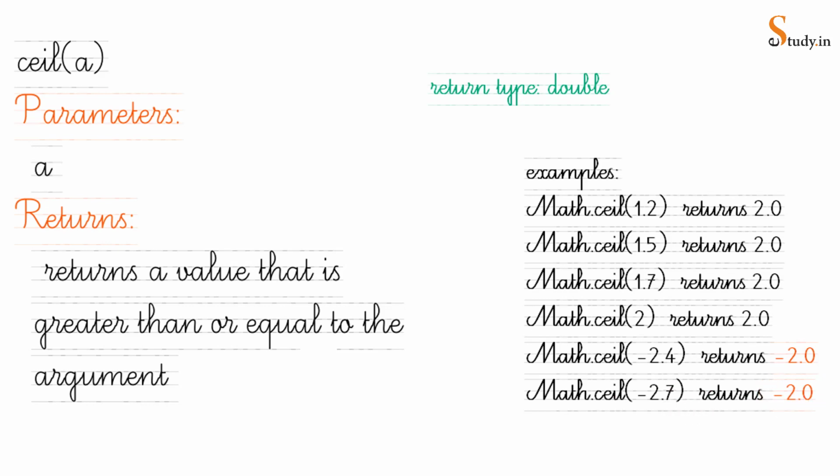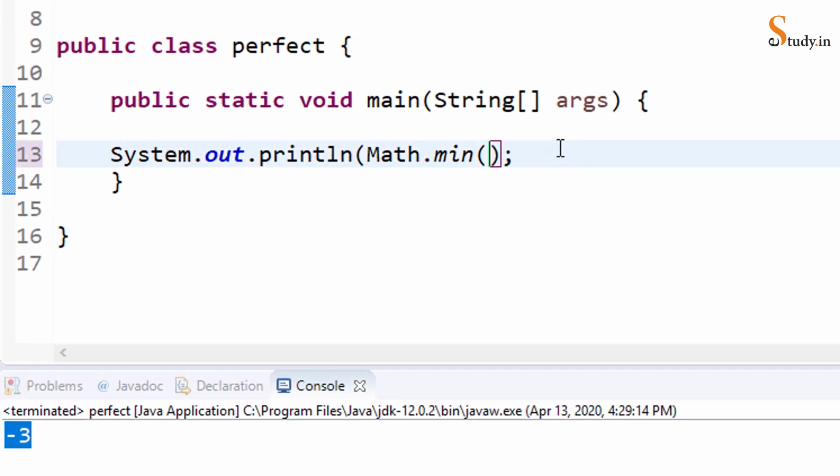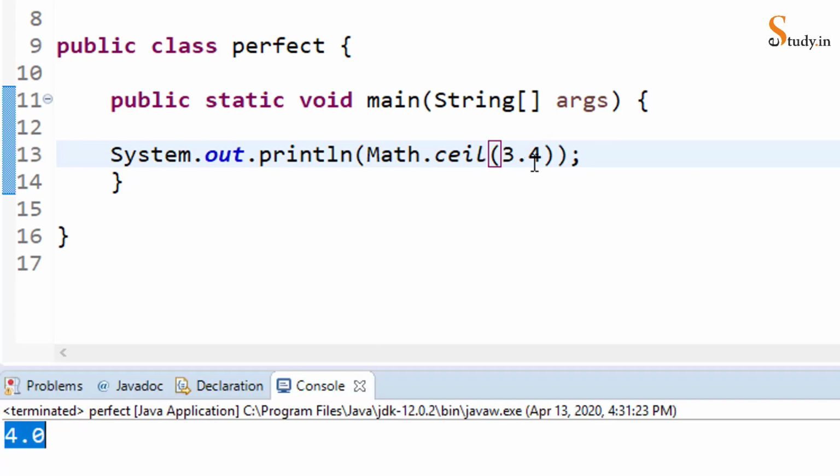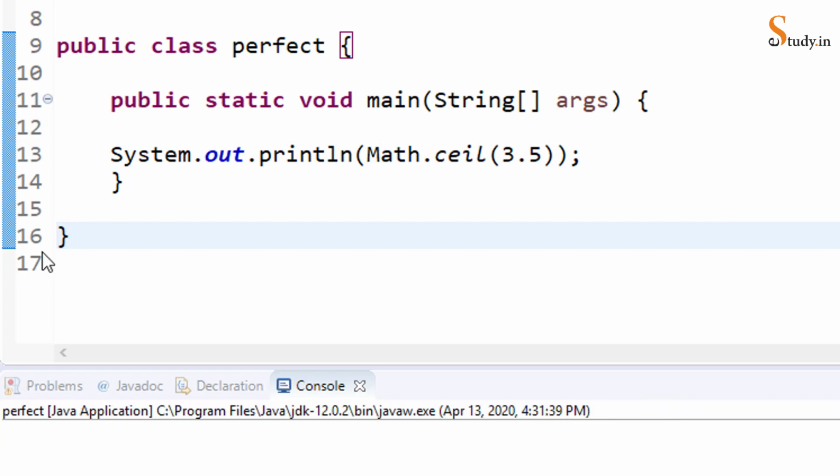Okay, so let's try out this example. Here for math.ceil, if we say math.ceil 3.4, and now when we run this, we get 4.0. If instead of 3.4 we say 3.7, again we will get 4.0. If instead of this we say 3.5, again we will get 4.0.